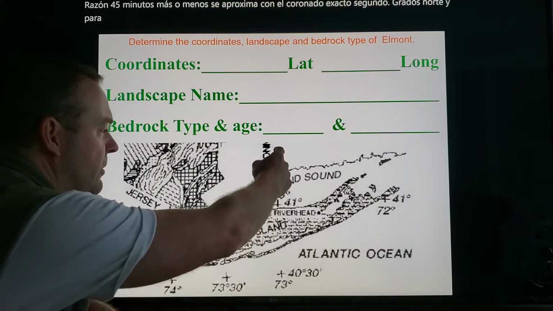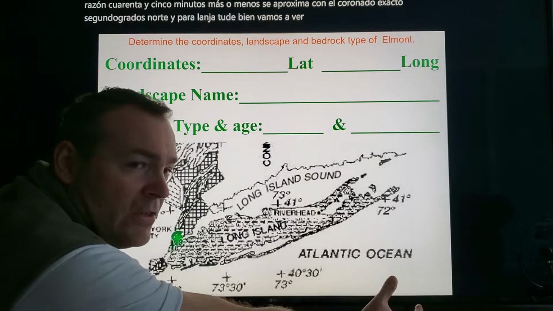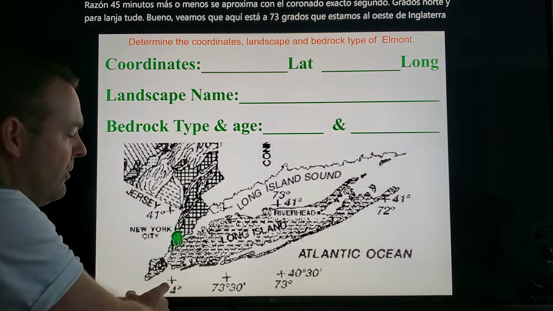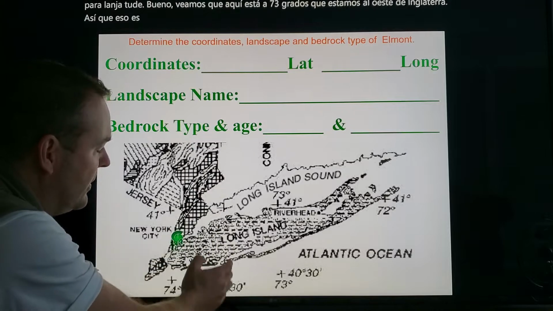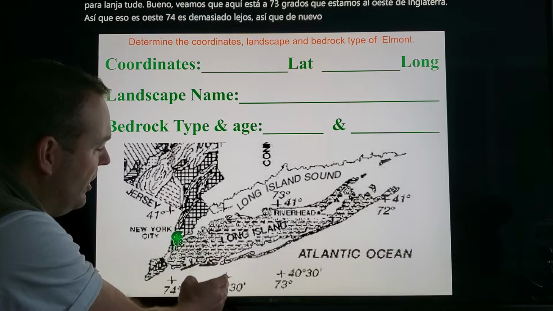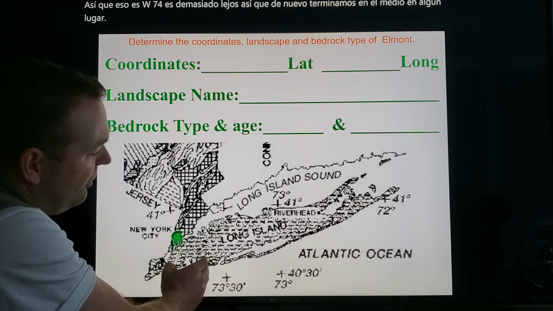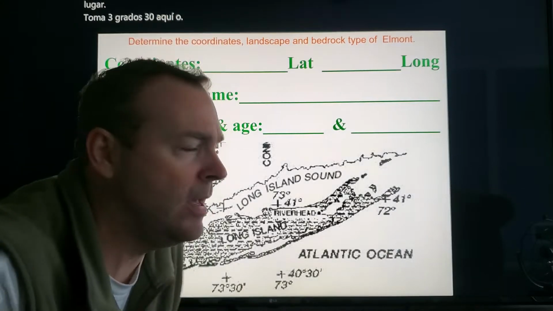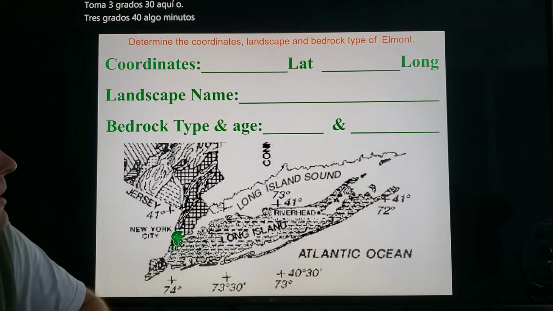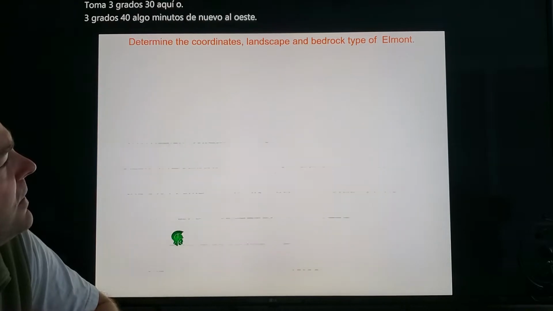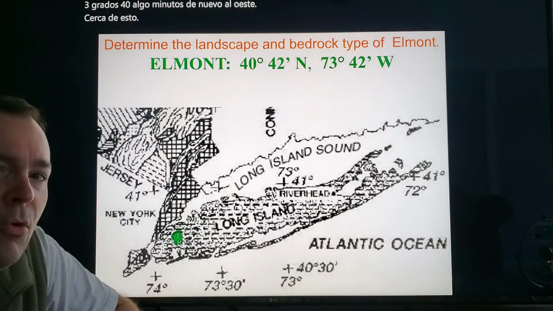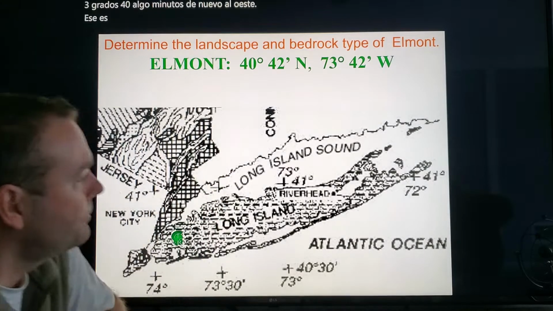Here's 73 degrees. We are west of England, so that's west. 74 is too far. So again, we end up in the middle someplace. And it's about 73 degrees 30 here, and we're a little further west, so about 73 degrees 40-something minutes again west. The exact coordinates, hopefully you got close to this. Those are your pretty much spot-on coordinates for Elmont Memorial High School.